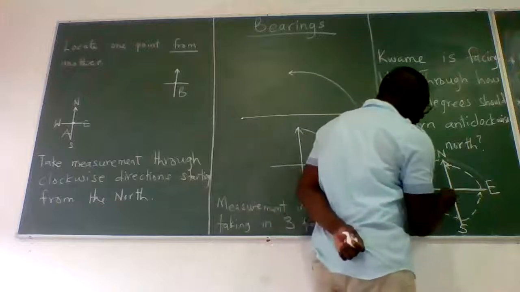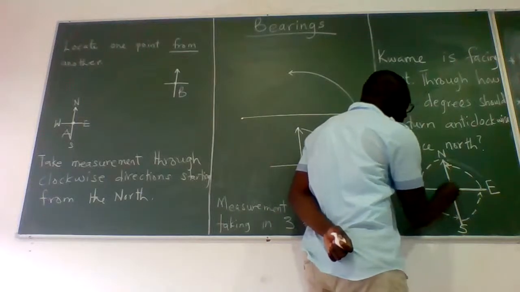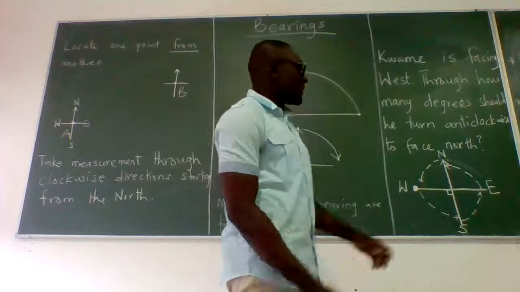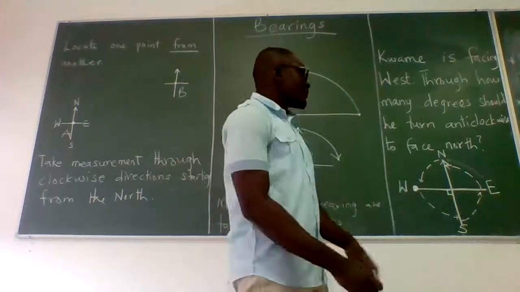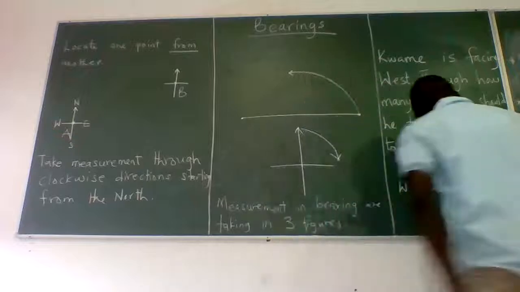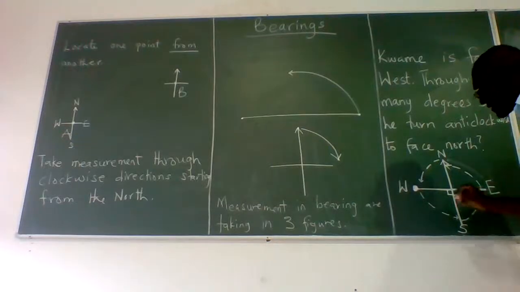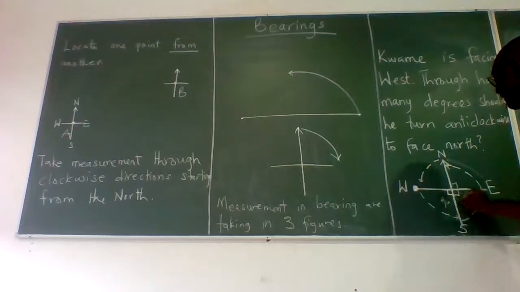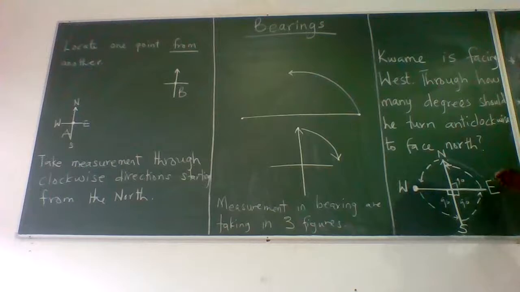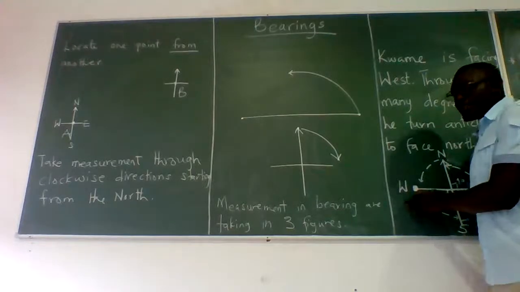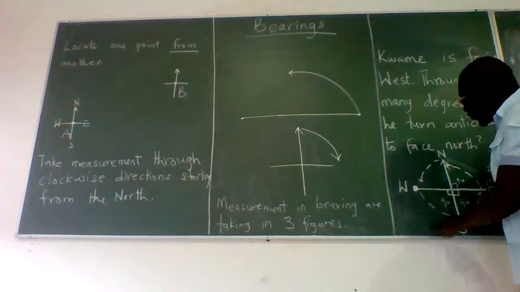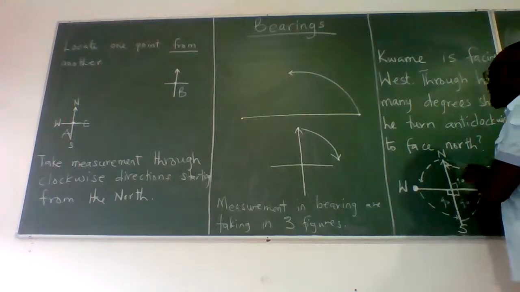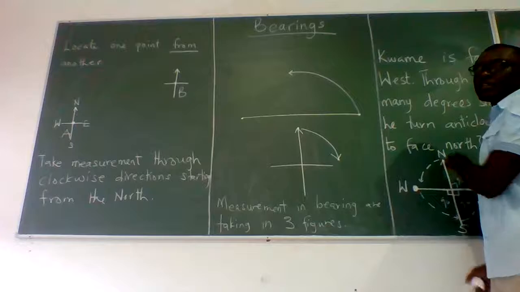So we know that anytime there is this square thing here, it gives you 90 degrees. So we have 90 degrees here, another 90 degrees here, and yet another 90 degrees here. So we have 90 plus 90 plus 90, and that is going to give us 270 degrees. So it means that if Kwame is facing west and he turns through 270 anti-clockwise, he will face the north.